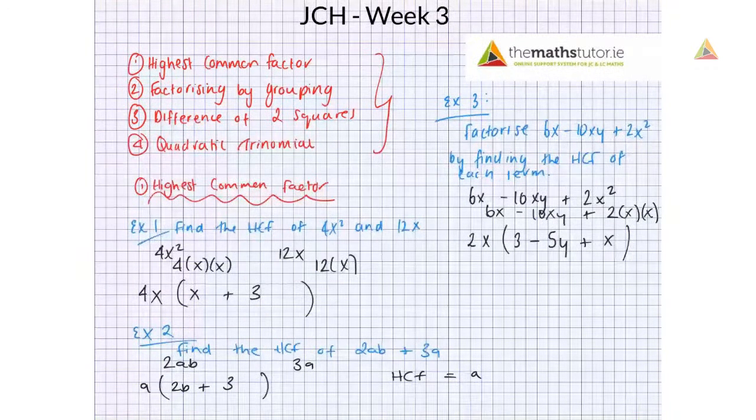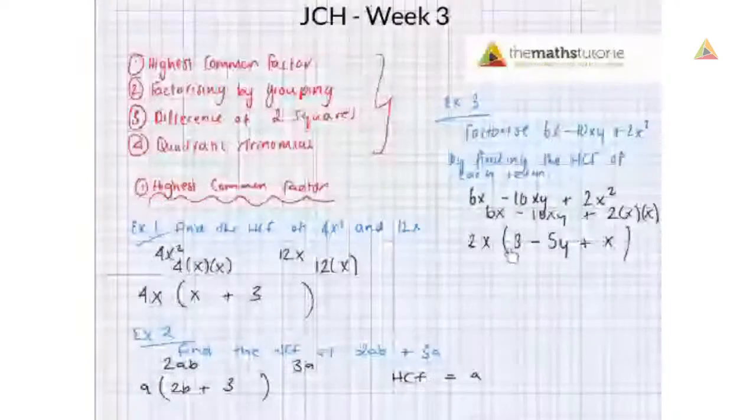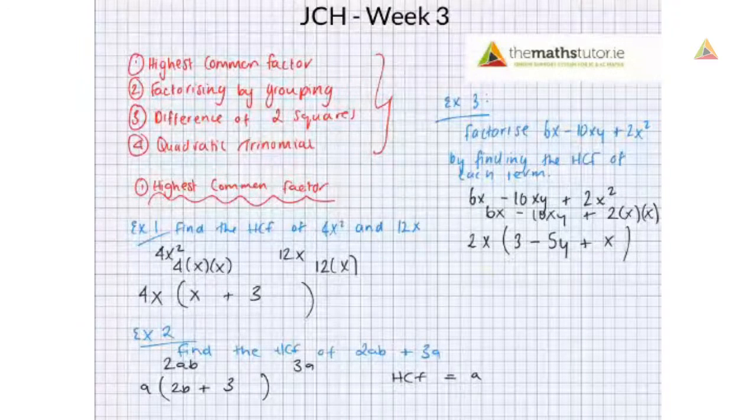That's it factorised. Now, to double check that you're right, you could actually multiply all of this out. And I'm going to just do that in a different colour just to show you. Okay, so 2x by 3 gives me 6x. 2x by minus 5y gives me minus 10xy. And then finally, 2x by x gives me 2x squared. So now just double check. Is this the same line as up here? Yes, it is, which means that you're correct.